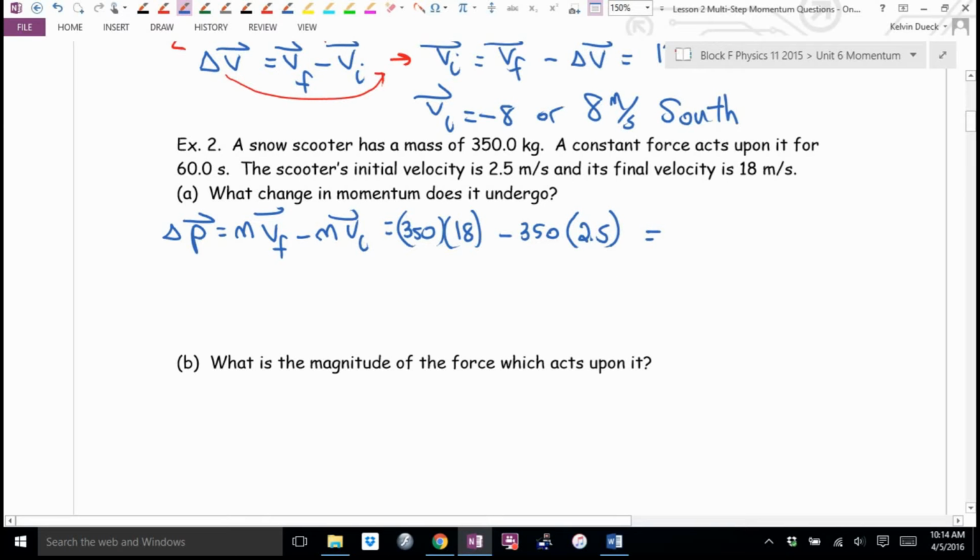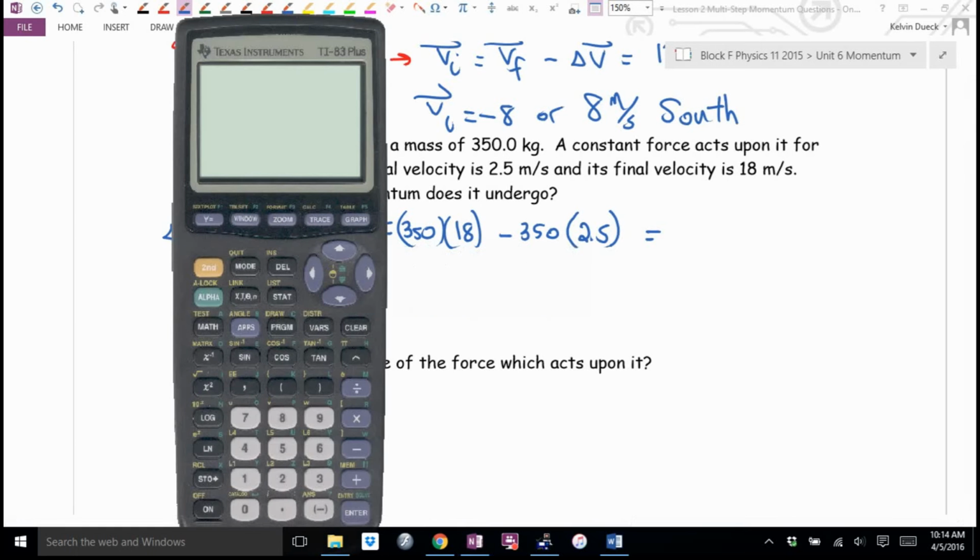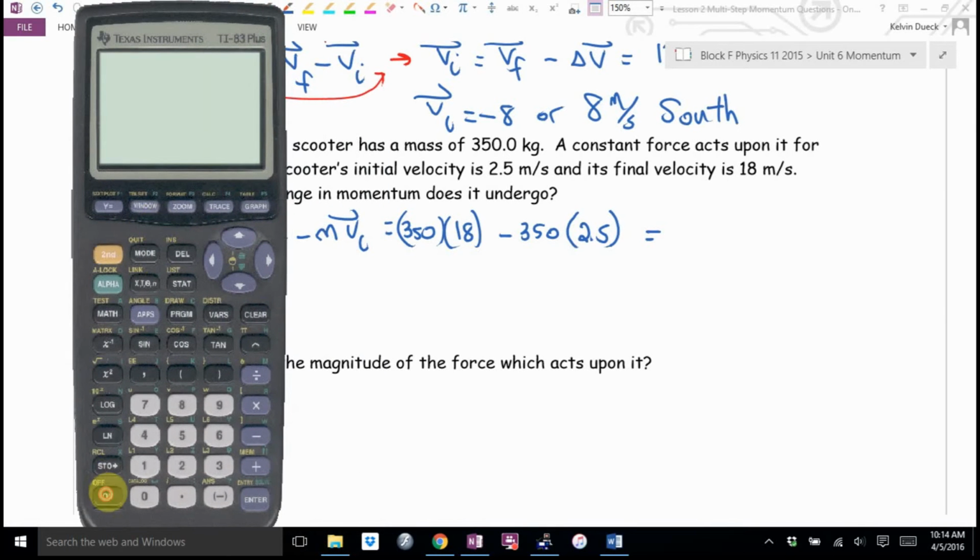Can I do this one in my head? It's going to be 315 times 15.5. Yucky numbers. No. You can try this on your calculator yourselves too, of course. 350 times 18 minus 350 times 2.5. And I get a change in momentum, or an impulse, of 5,425.